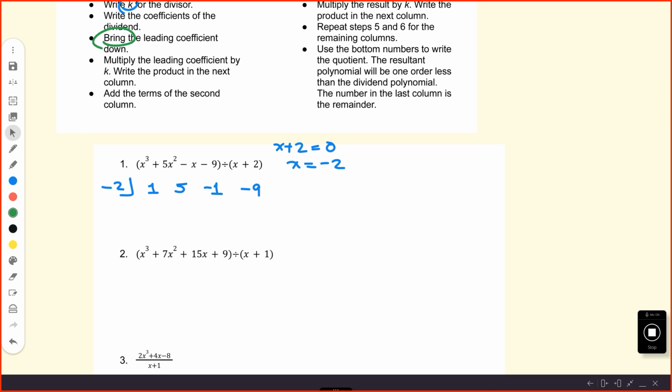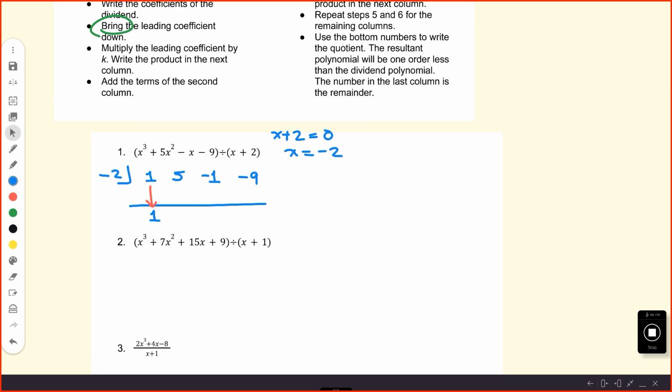After we write down the coefficients of the dividend, we bring the leading coefficient down. We leave a space here for our work and put the line. This part will be where we put our work. So we bring down 1. Then we multiply the leading coefficient, that 1 we brought down, by the k value, which is -2. So -2 times 1 is -2.